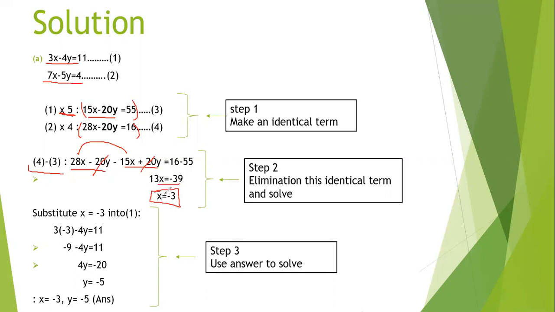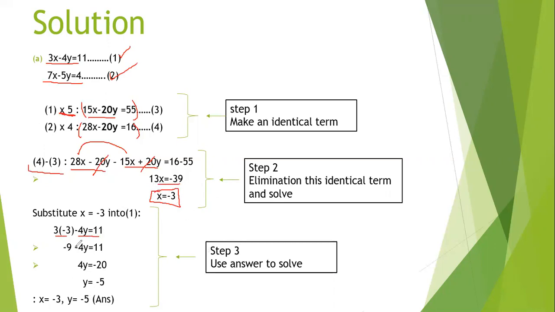This is our x value. Now again, we are coming to the third step, substituting the value of x in any one of the equations. Whether you put it in 1 or in 2. Suppose we put x is equal to -3 in 1, we have 3 into x, 3 into -3, -4y is equal to 11. This is step 3.